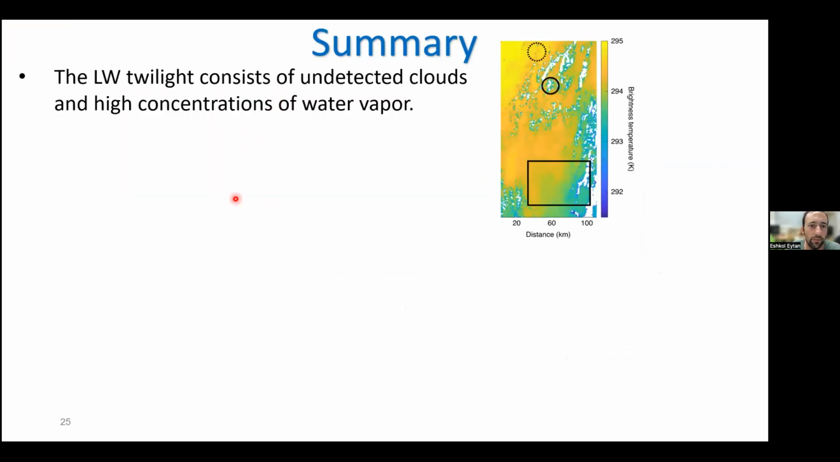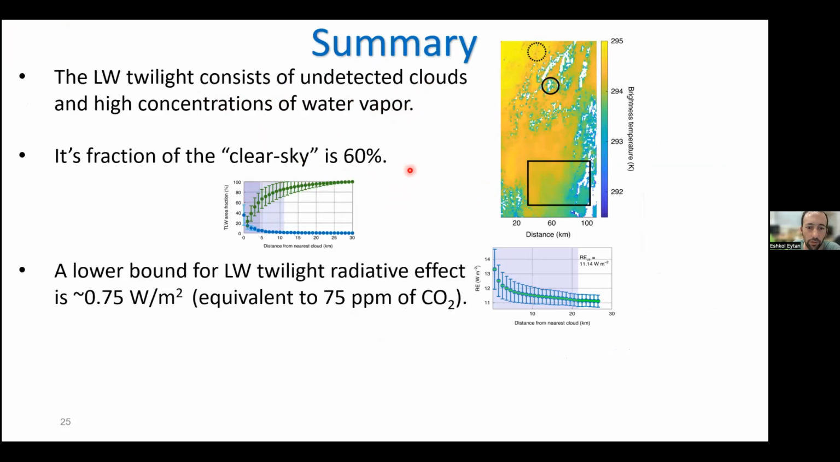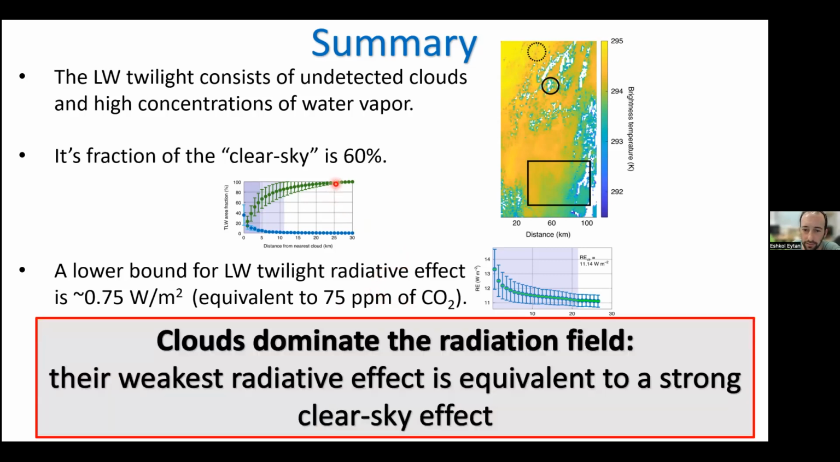So to sum up, the long-wave cloud twilight zone consists of undetected clouds and high concentrations of water vapor. Its fraction of the clear sky is about 60%, so it's quite large. And we gave a lower bound estimation for the twilight zone radiative effect of about 0.75 watts per meter squared, which is equivalent to an addition of 75 ppm of CO2. And this is just another way to make the point that clouds dominate the radiation field, as the weakest radiative effect is equivalent to a very strong clear sky effect, as you can see also here in the distributions of radiative effect that were calculated.